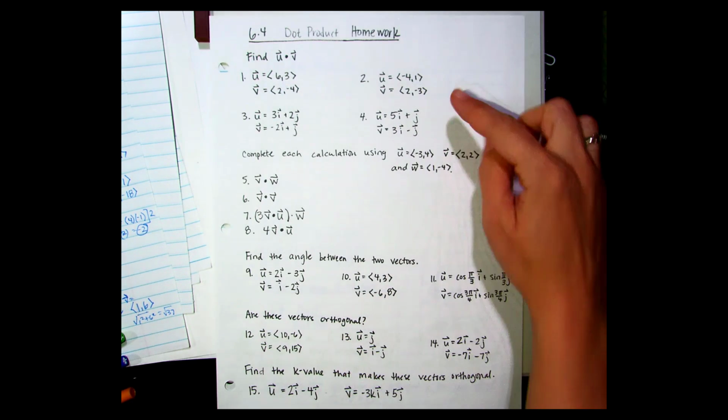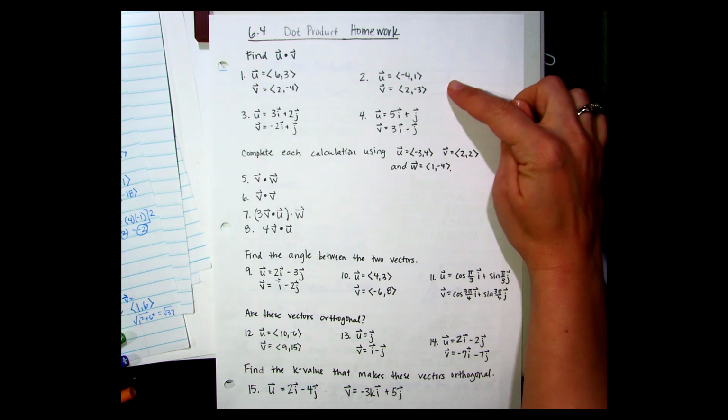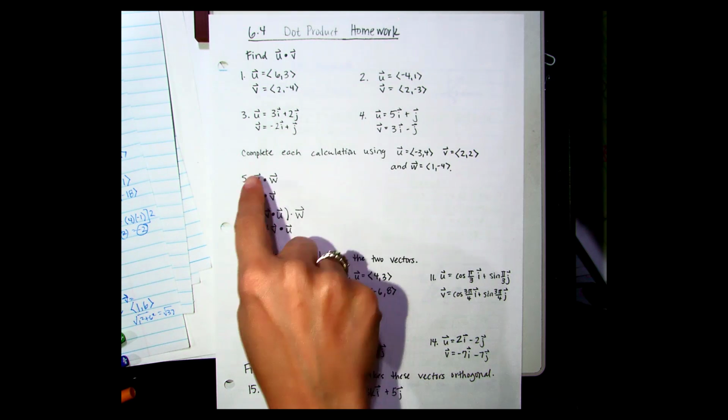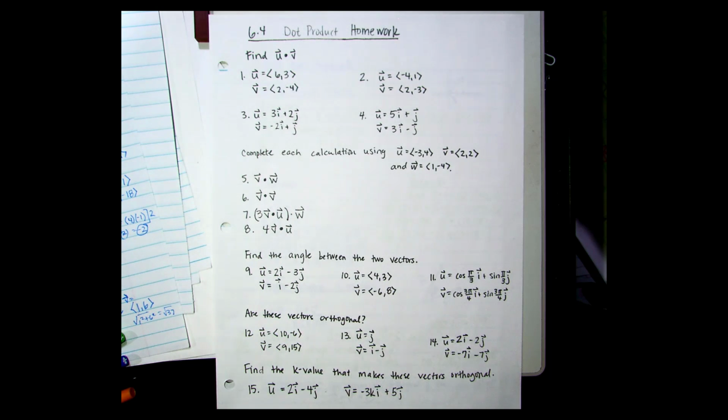So in this first section, all you're going to do is calculate your dot product. In the second section, you're going to calculate these various things using these three vectors. 9, 10, and 11, use your cosine formula to find your angle between the two vectors. 12, 13, 14, test if they're orthogonal, which really just means you need to do your dot product again, right? And then 15, hopefully, is going to make you think a little harder. That's what it's designed to do.